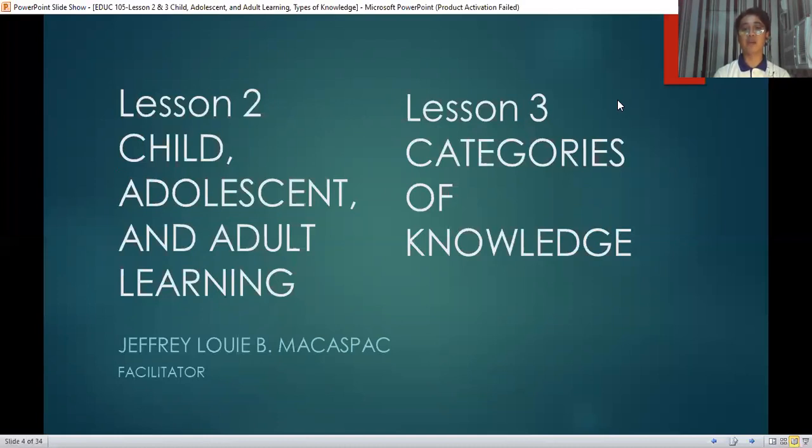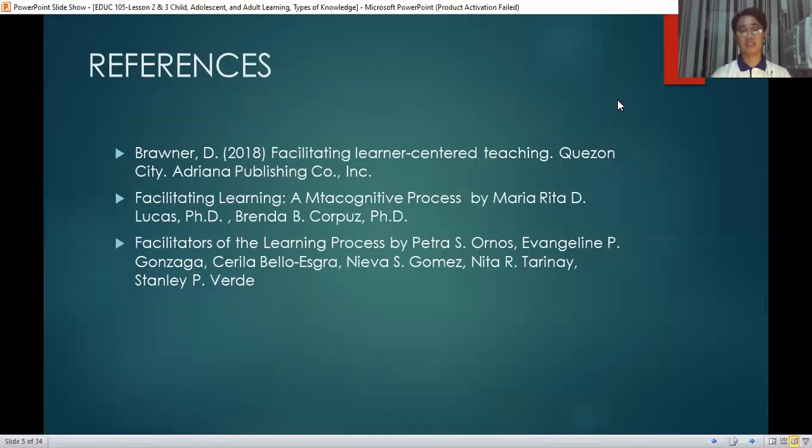This will be followed by our second topic, which refers to the categories of knowledge. So later we will detail one by one the different types of knowledge. Again, we talk about knowledge because this is facilitating. The course is facilitating learner-centered teaching. And when we speak about learning, we talk about knowledge. So these are my references for this session, and the content of the slides are sourced from these books.